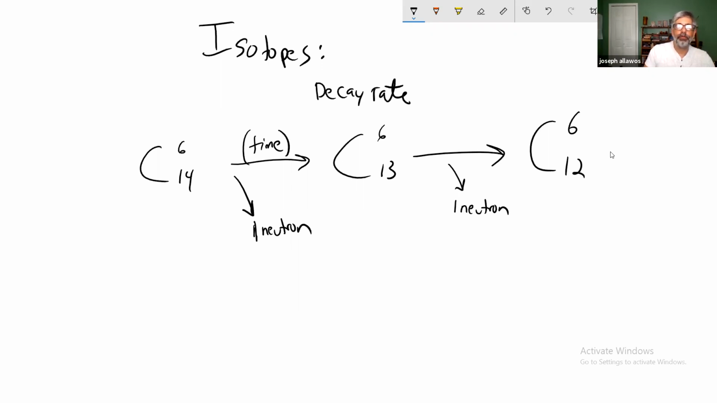You may have heard of carbon-14 dating. It sounds like a dating site. It's not a dating site. It's a way to age something. Let's say that an archaeologist finds a bone in the ground and wants to know how old this bone is. How long has this bone been around?